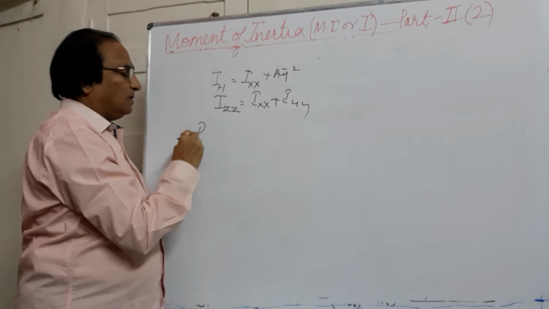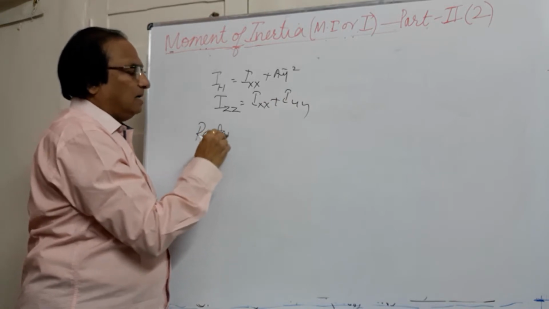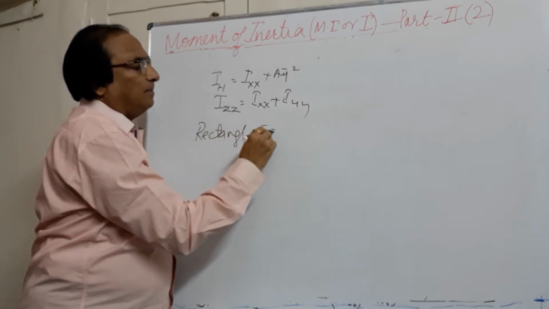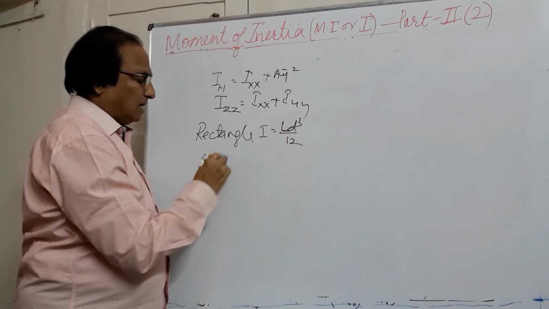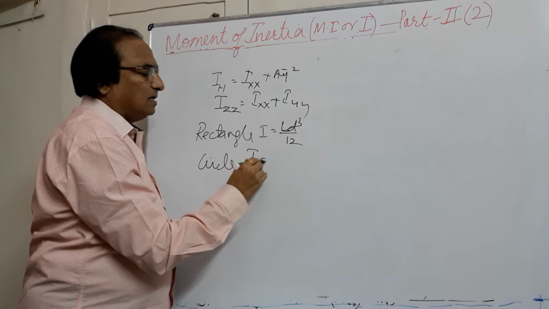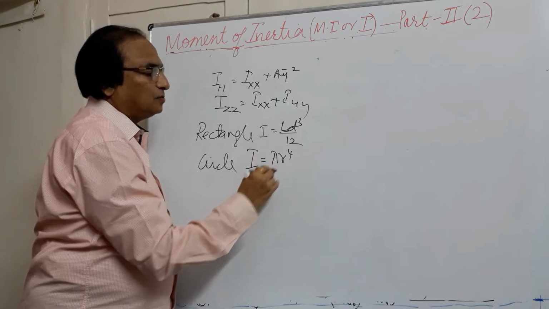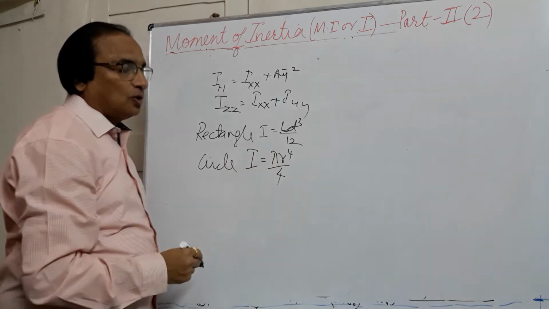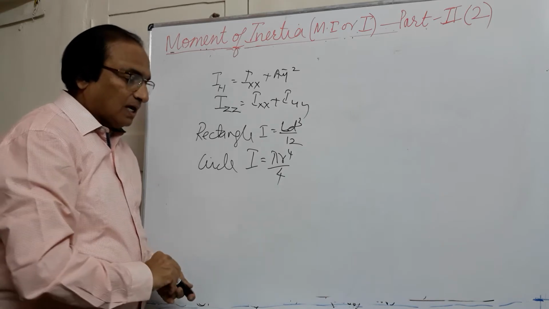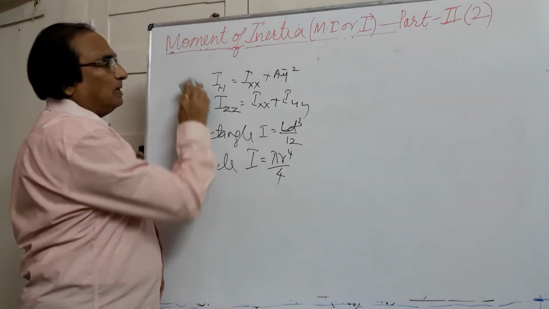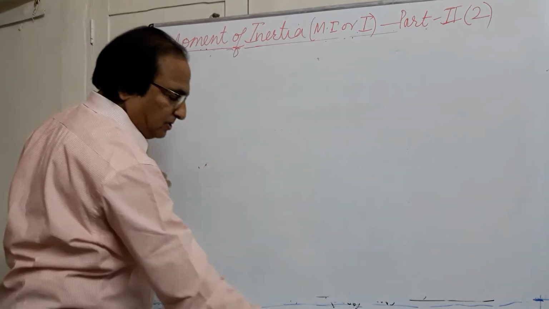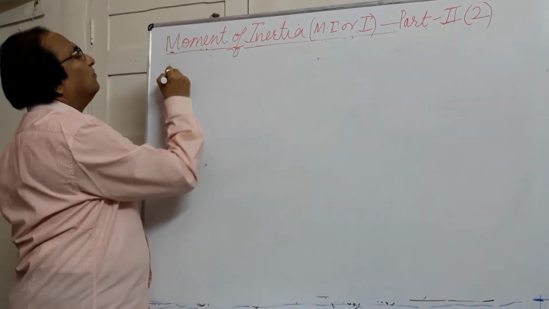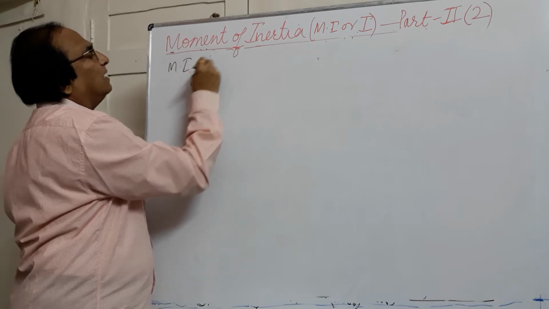We have seen the moment of inertia of a rectangle. I is given by b d cube divided by 12. If you take a circle, moment of inertia of a circle is given by pi r raised to 4 divided by 4. Today we will see some more figures for finding out the moment of inertia. The next figure we are going to consider is a triangle. So we will go for MI of triangle.